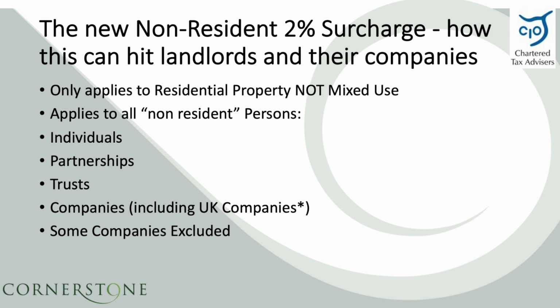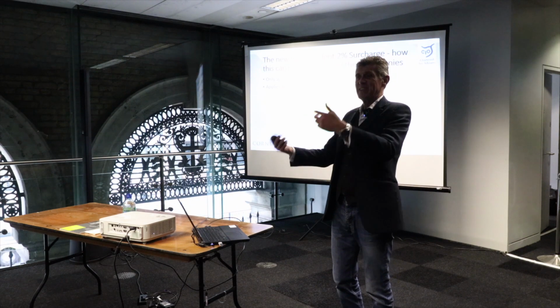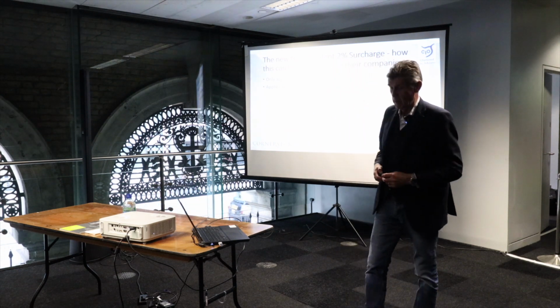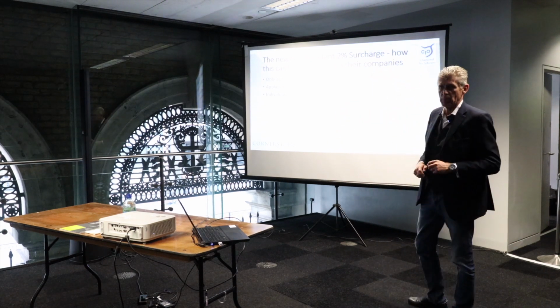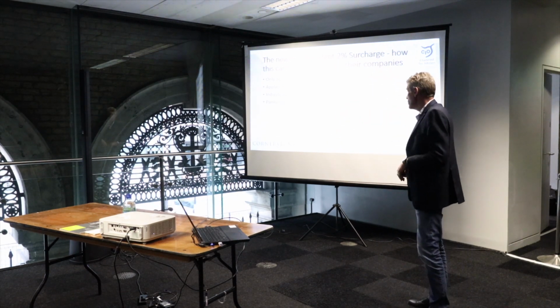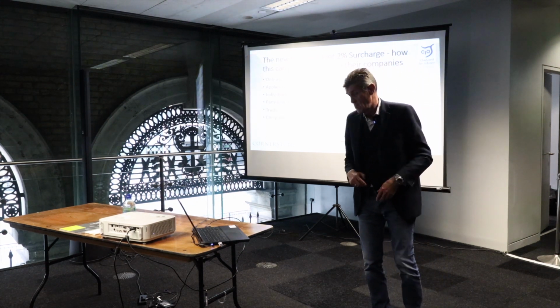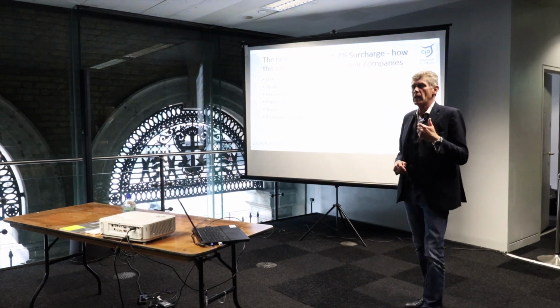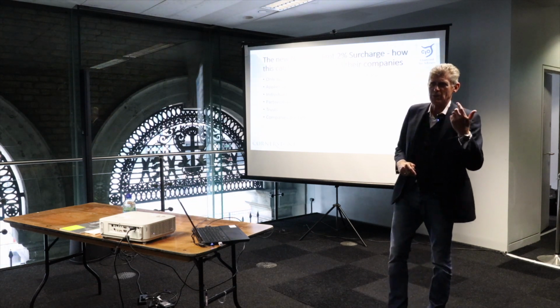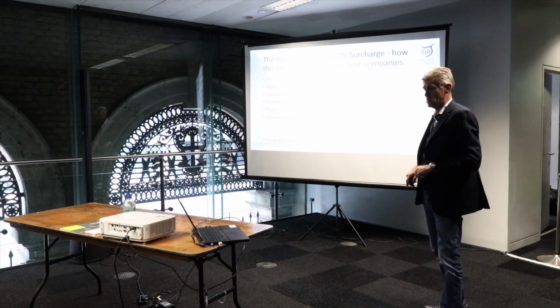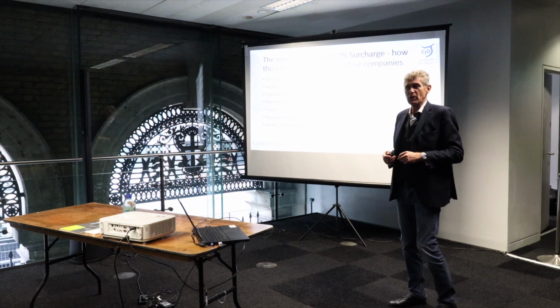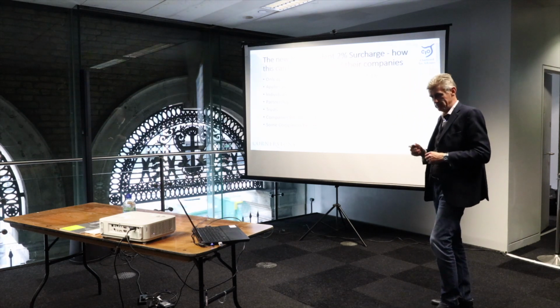Now, I'm going to risk insulting some people in this room. When it was first mooted, it was mooted as being preventing foreign buyers from coming in and denying properties to domestic purchasers and particularly owner-occupiers. But when we got the tax, we actually found that it applied to non-resident persons. It applies to individuals, to partnerships, to trusts, to companies, including UK companies. But surely UK companies are UK resident. Not according to this law, under certain circumstances, and this is one of the traps. But some companies are excluded, naturally, particularly those owned by the government.